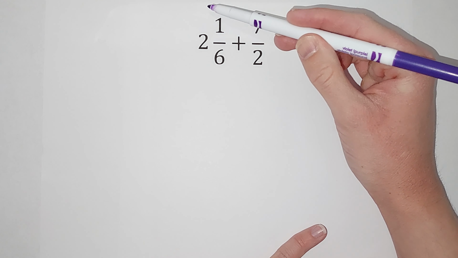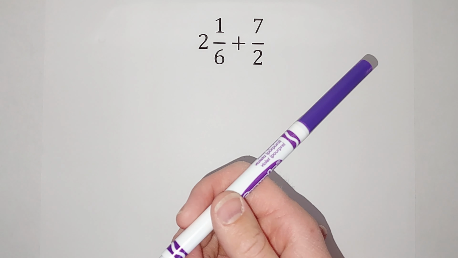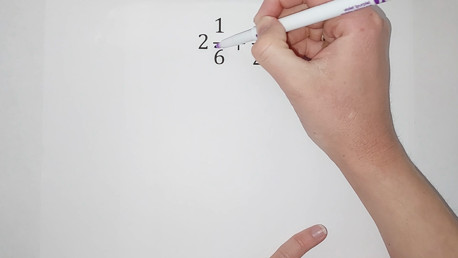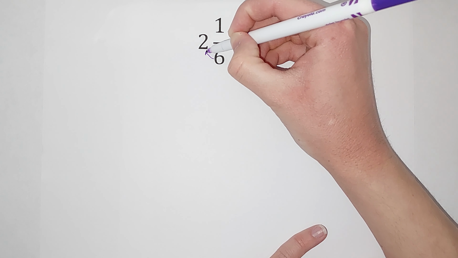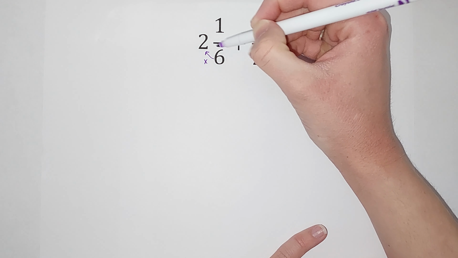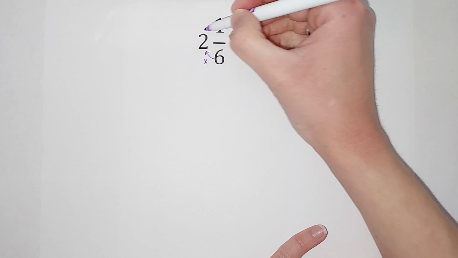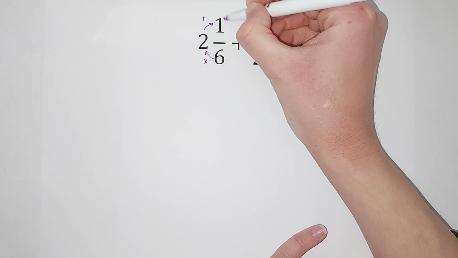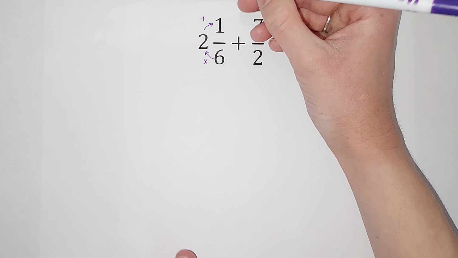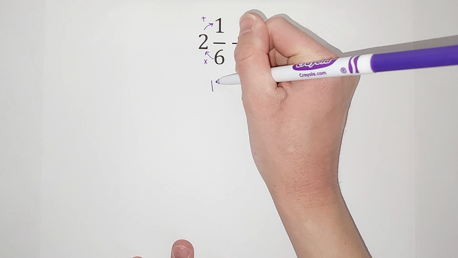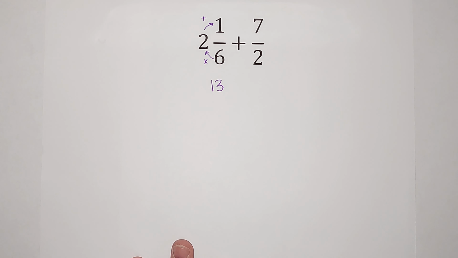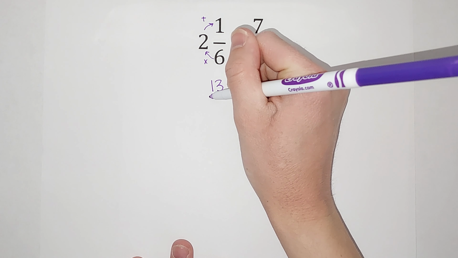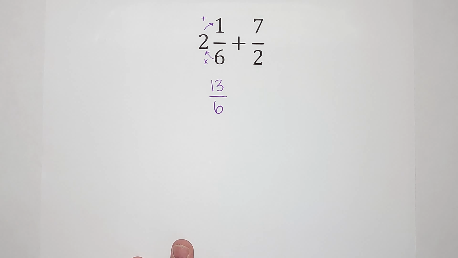So to turn this into an improper fraction, I'm going to do it here, but I'll also link some more examples in the corner if you need them. I take my denominator and I multiply it by the big number. So 6 times 2 gives me 12. And then I add the numerator, okay, so 13. So my new numerator of my improper fraction is 13, and my denominator stays the same, it's still 6, okay?